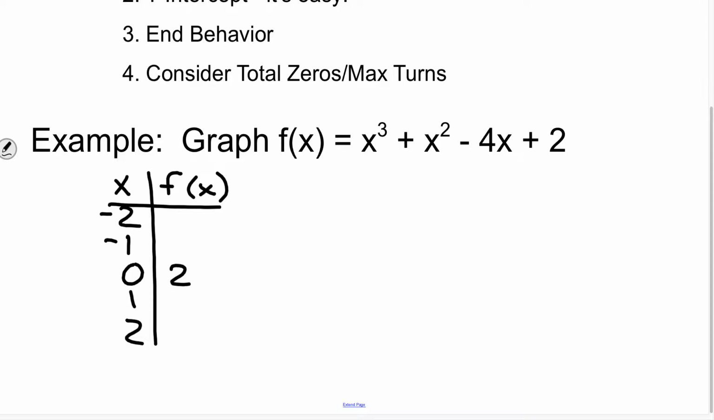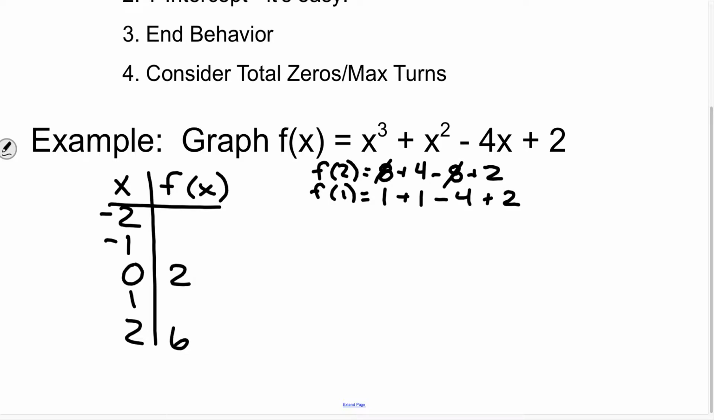Okay, so now I just have to plug them in. I'm going to do this part pretty fast, like I'm a calculator. Okay, so I'm just taking the 2 and I'm plugging it in for all the x's, right? So if I did f of 2, that's 8 plus 4 minus 8 plus 2, so that's 6. If I did f of 1, that's 1 plus 1 minus 4 plus 2, so that's 0.